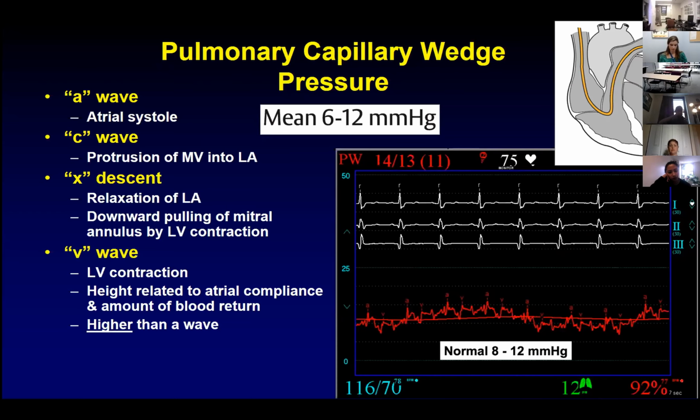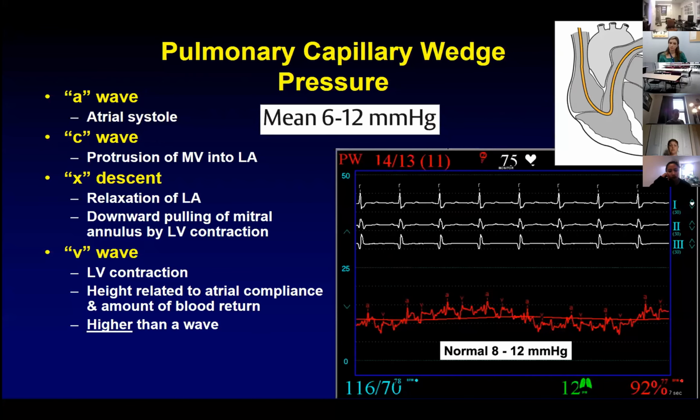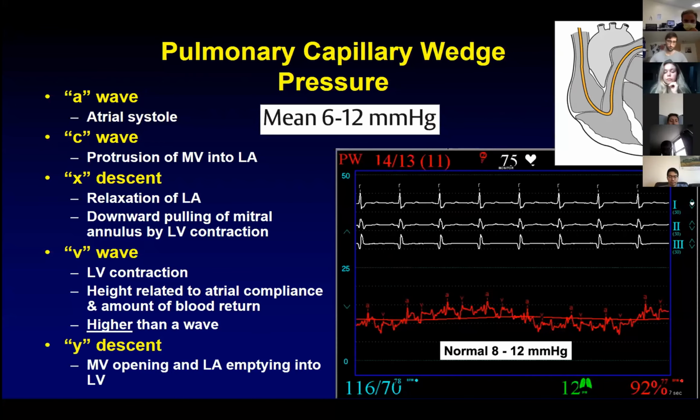Generally in the pulmonary capillary wedge pressure, the V wave is higher than the A wave, as opposed to a CVP where the A wave is higher than the V wave. Then the Y descent represents the opening of the mitral valve and the LA emptying into the left ventricle. Again, in the wedge pressure there's normally a variation with respiration: with inspiration the pressure will decrease, and with expiration it will increase.